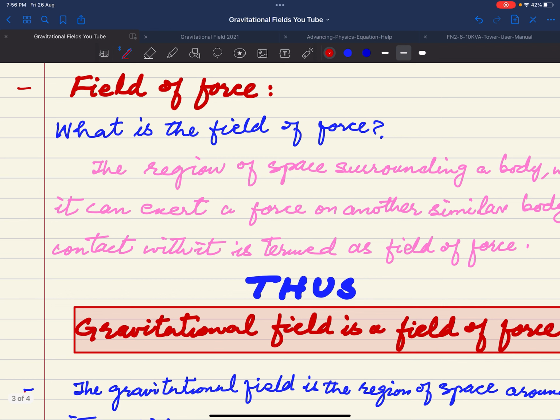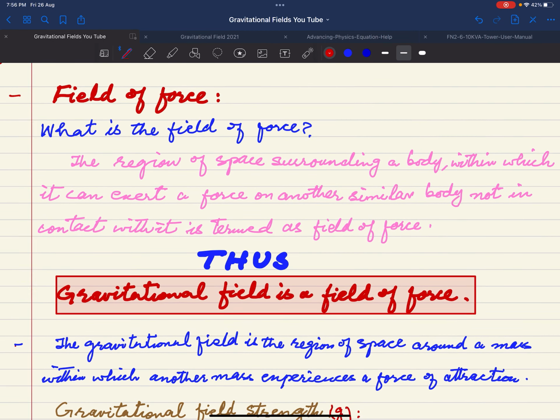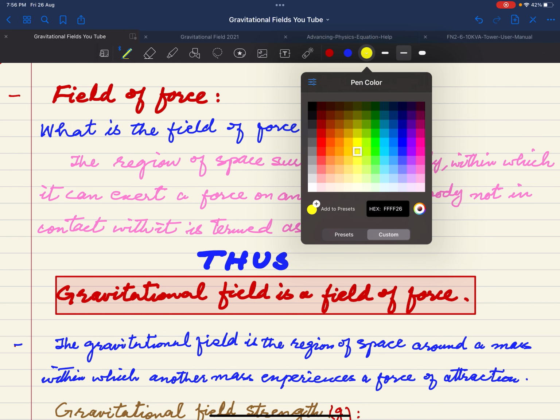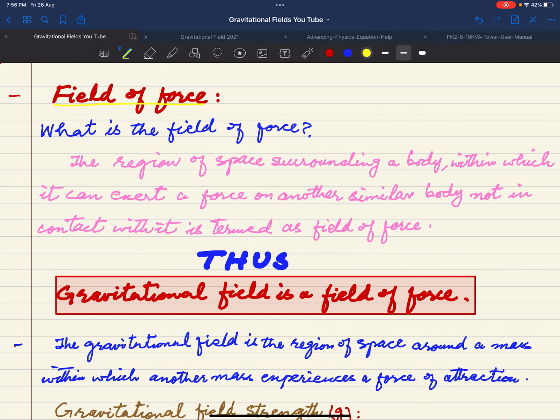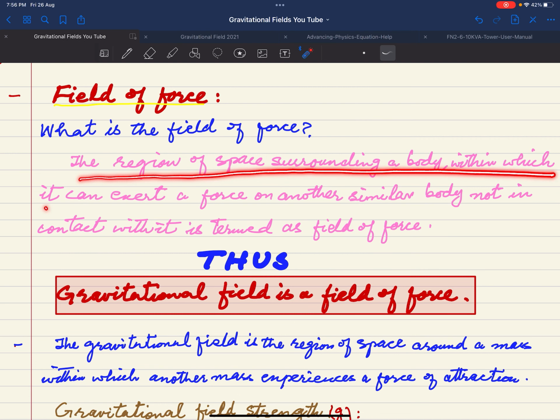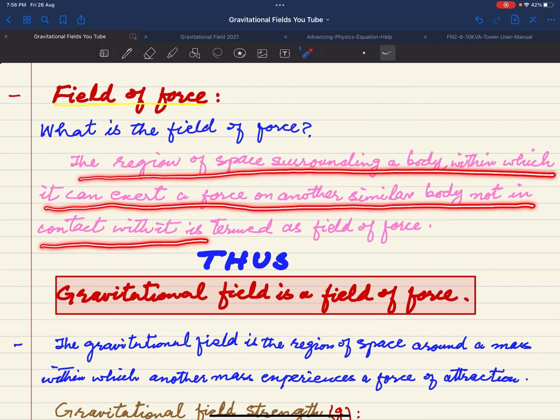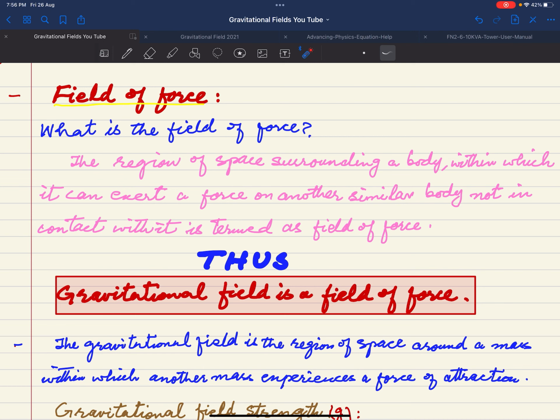If you have two bodies applying a force of attraction or repulsion, it means that there is something around these two bodies, and that something is the field of force. So how will you define the field of force? Simply, you can say that the region of space surrounding a body within which it can exert a force on another similar body not in contact with it is termed the field of force.